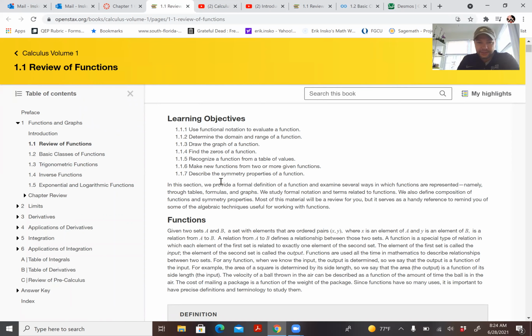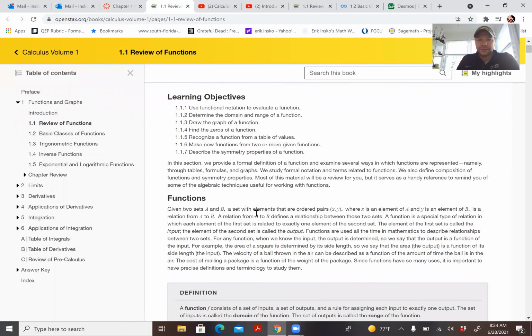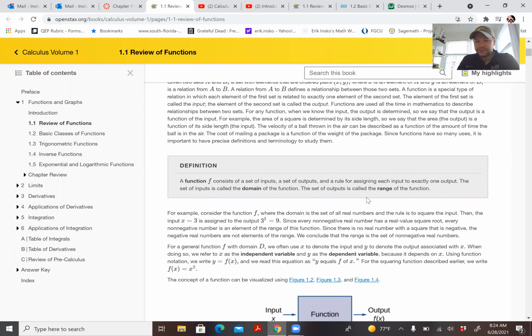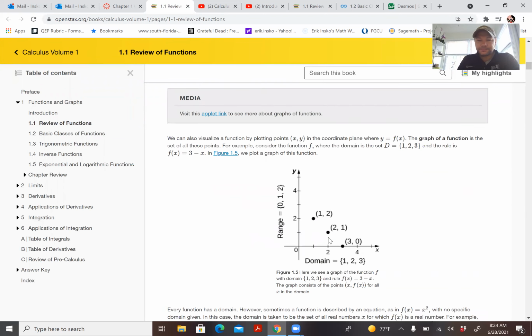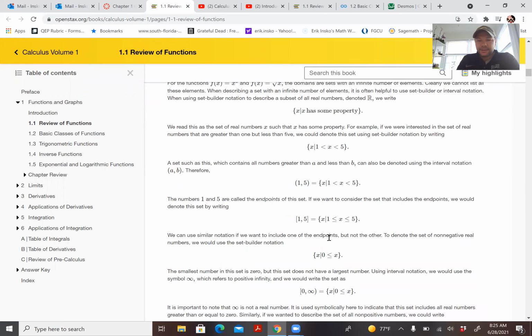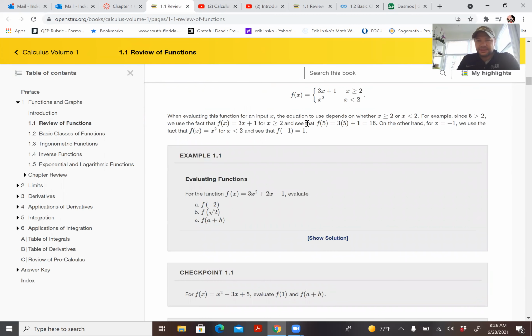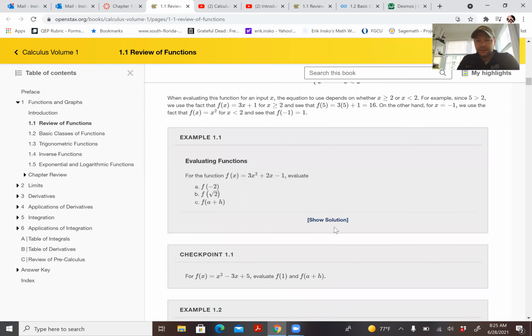I recommend at least skimming the textbook before you get started on the homeworks because it has the different learning objectives. It'll have the important definitions highlighted. It's got some nice visuals, and, you know, this is a review section, right? So you've probably already seen all these things, like how to enter things in interval notation or in set notation. But it also has examples, and it'll show you a solution.